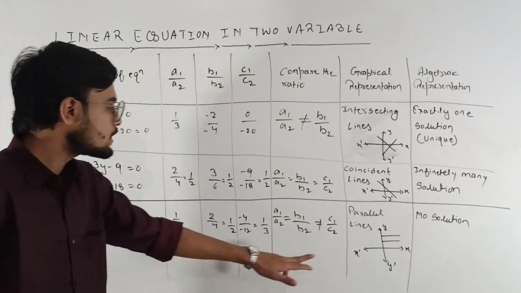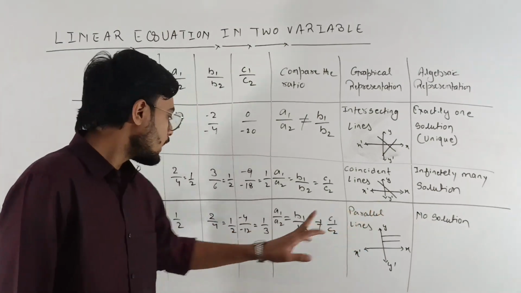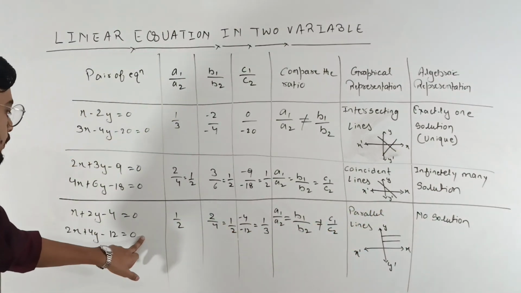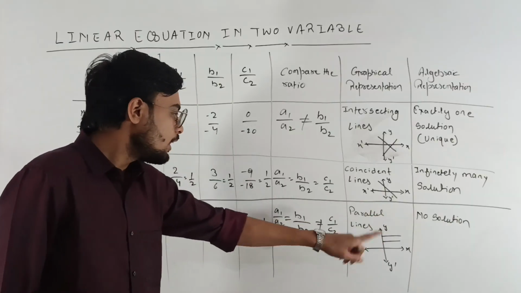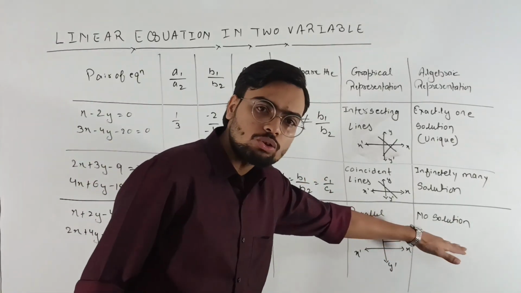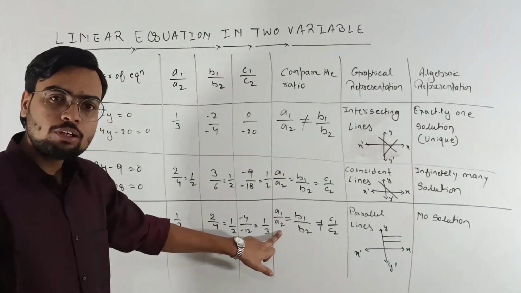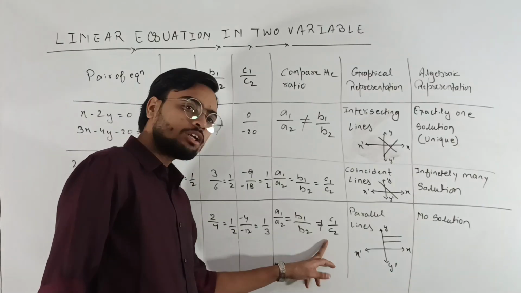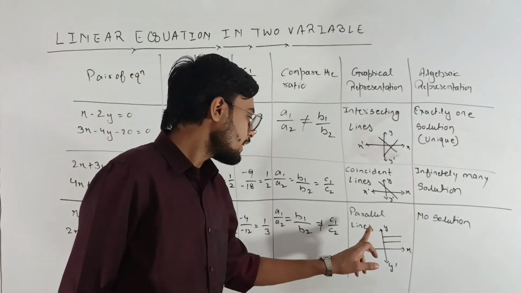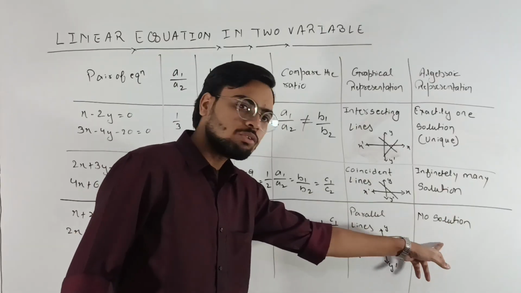Now in this case the graph is parallel lines, which means the graphs of this equation and this equation are parallel to each other. Then in this case there is no solution. There is no solution when a1 upon a2 is equal to b1 upon b2 and is not equal to c1 upon c2; then the graph is parallel lines and there is no solution.